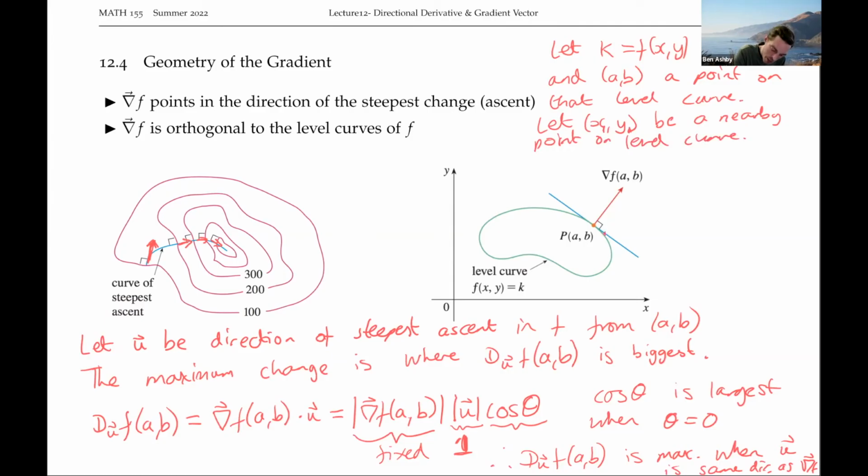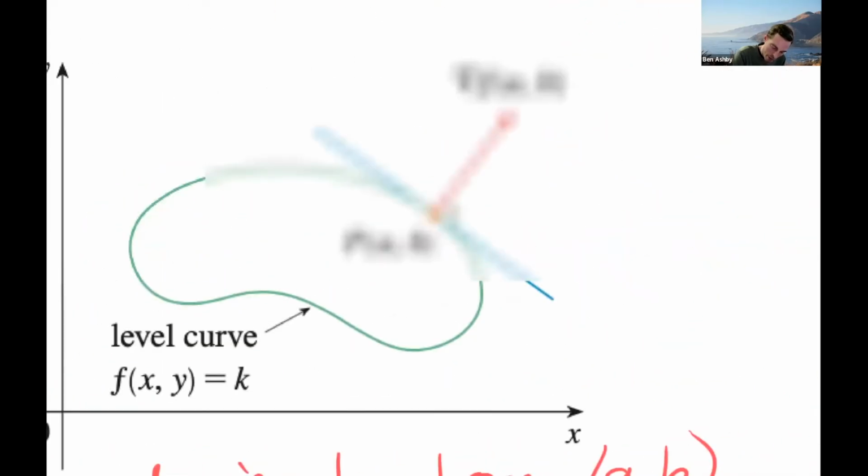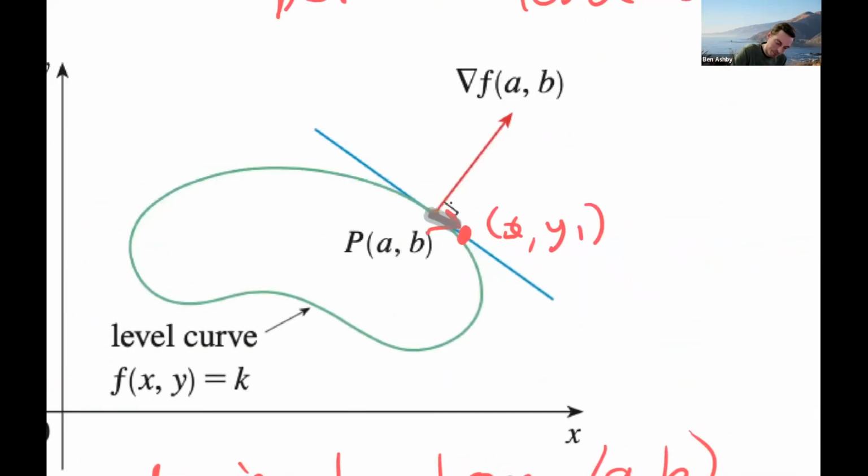So we're going to say there's a point here, (x1, y1), and we can think about a vector. I'll zoom in here. This little arrow here, I'll do it in a different color. So we can think about this vector v, which goes from (a, b) to (x1, y1), some other point on our level curve that's very close by.